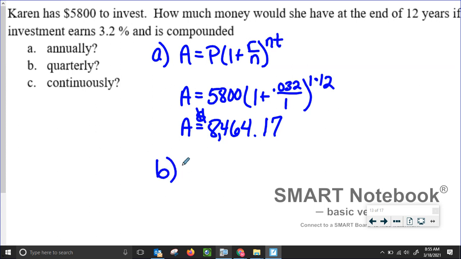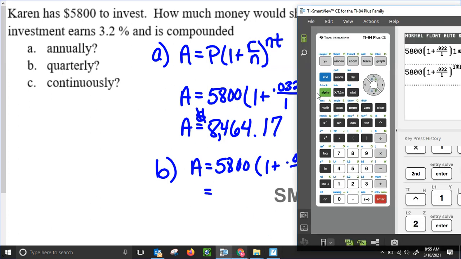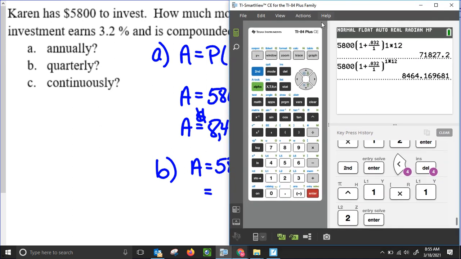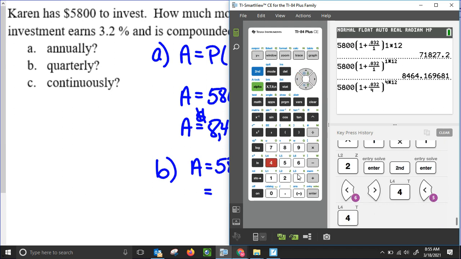For B, we're going to use the exact same formula, except my n, which was 1, is going to be 4. It's very easy to just come over here and hit second enter, and it will pull up exactly what you just typed in. Go and change these 1s to 4s. So $8,502.24.